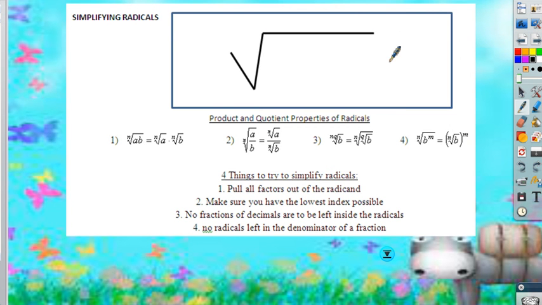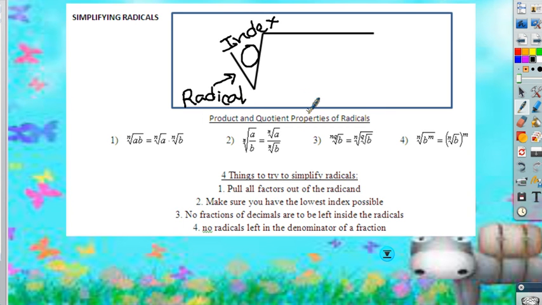Last thing I want you to do is jump down on the page a little bit. I want to label here. Your index is the number that is right here in your radical. This symbol is a radical symbol.